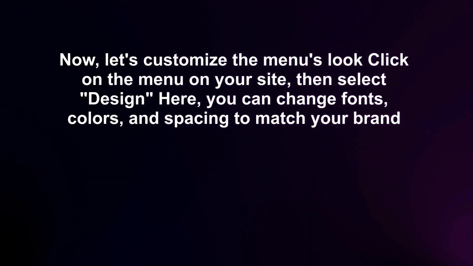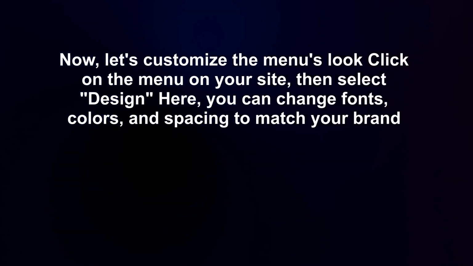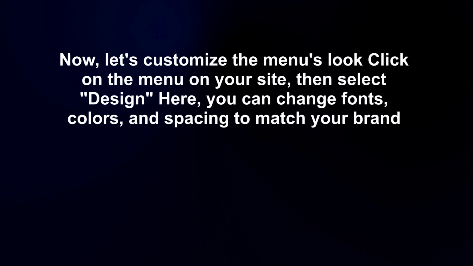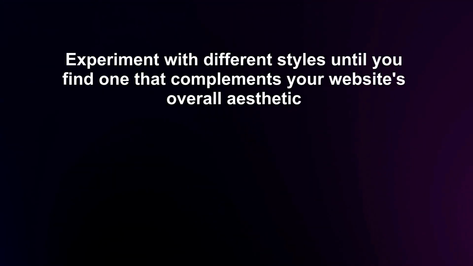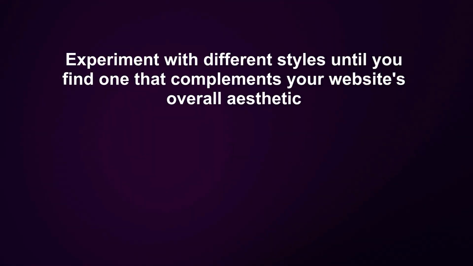Now, let's customize the menus. Click on the menu on your site, then select Design. Here, you can change fonts, colors, and spacing to match your brand. Experiment with different styles until you find one that complements your website's overall aesthetic.